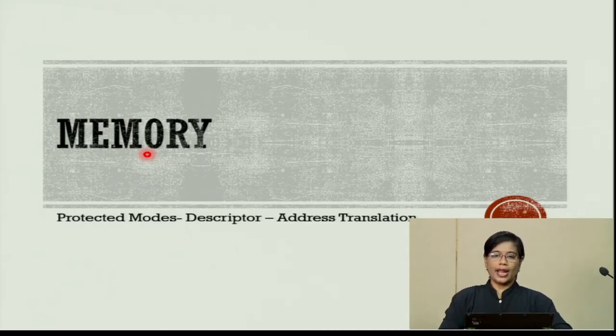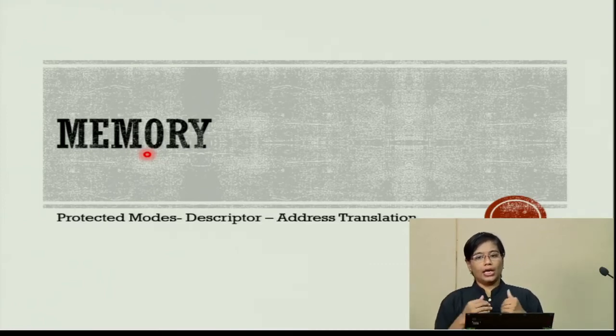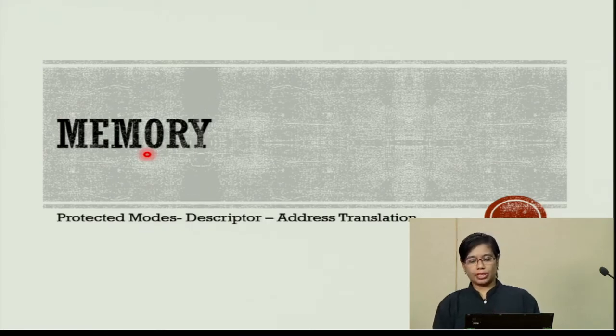So in this session, we'll have a look at how the virtual address, which is generated using the help of selectors, descriptors, etc., is converted into the physical address, which will finally appear on the address bus of the processor. If it's 80286, it's going to come on address lines A0 to A23. If it's 386 or above, it is going to be A0 to A31.